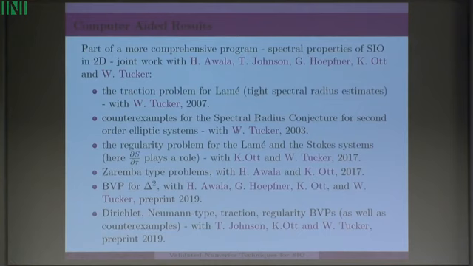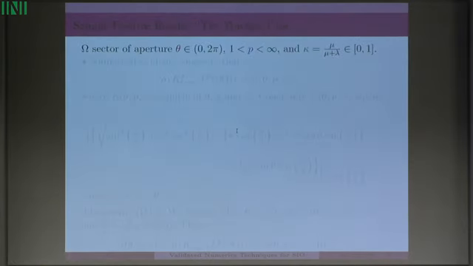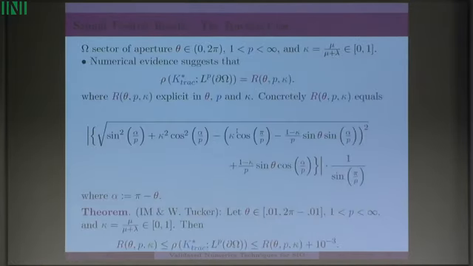We have both positive and negative results. And these are results that are a mix of analytical and numerical approaches. So the traction problem for the Lamé system is a different one from what I've shown before. So the singular integral operator is different. This is what its spectrum is. And here is a result.